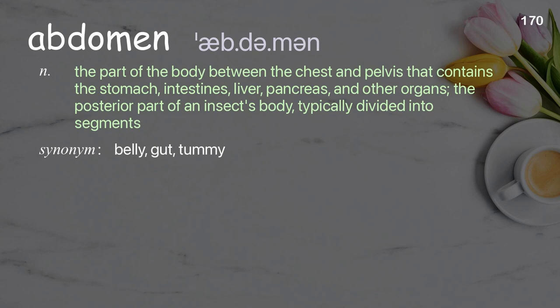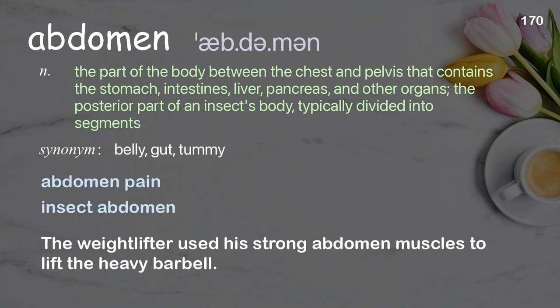Abdomen: the part of the body between the chest and pelvis that contains the stomach, intestines, liver, pancreas, and other organs; the posterior part of an insect's body, typically divided into segments. Examples: abdomen pain, insect abdomen. The weightlifter used his strong abdomen muscles to lift the heavy barbell.